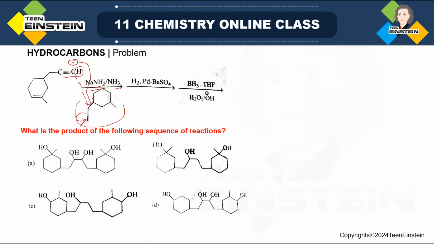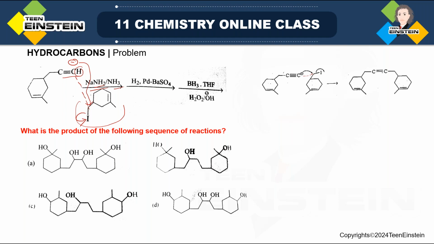Okay. Now don't think it is sodium in the presence of liquid ammonia, so there will be trans addition. No, that is sodium metal in liquid ammonia, but it is NaNH2 in liquid ammonia. It is a base. Its role here is base. And acidic hydrogen is present because it is a terminal alkyne. Now, once this C-C bond is formed, you will get this type of C-C bond, right?